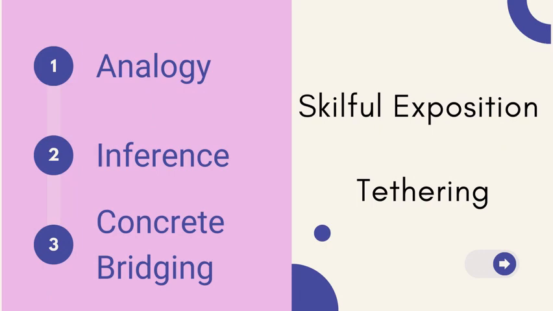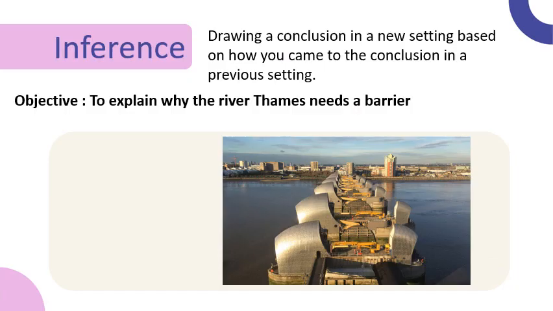Moving on then to inference. And inference is where you're getting the students to draw conclusions on something new, work out, infer something new, based on the skill that they've done somewhere else before. So they've come to a conclusion and worked out something somewhere before. So with that same sort of thought process, how might they apply that to a new setting?